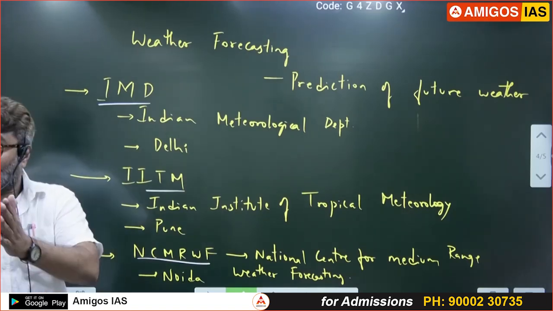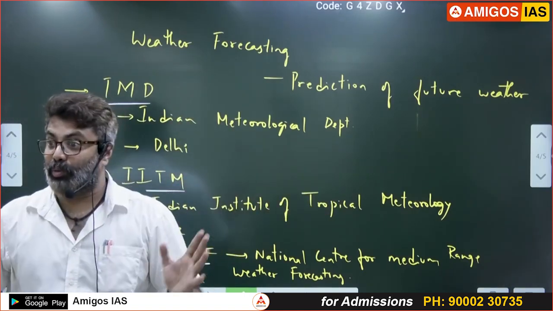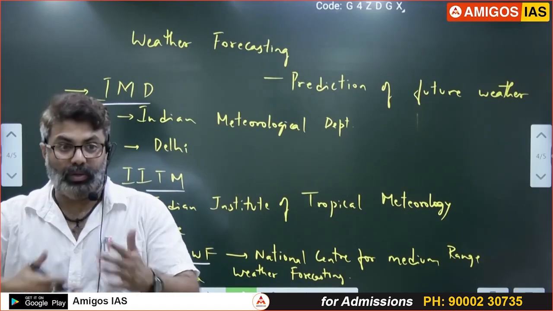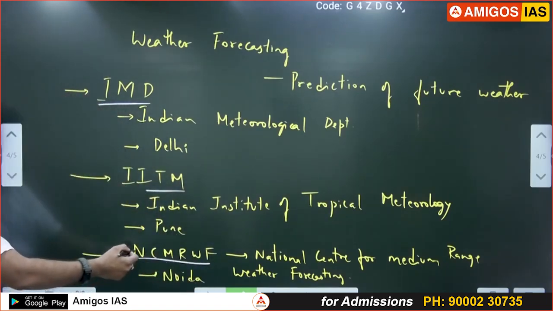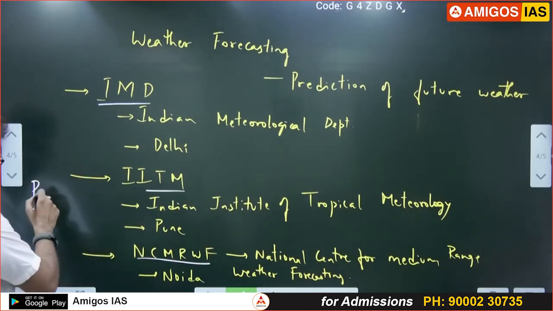So IMD uses a lot of data, and when the data is so huge, and for every city we have to do it, we need supercomputers. We need supercomputers to handle that. So IITM and NCMRWF, they use Pratyush, and please write.